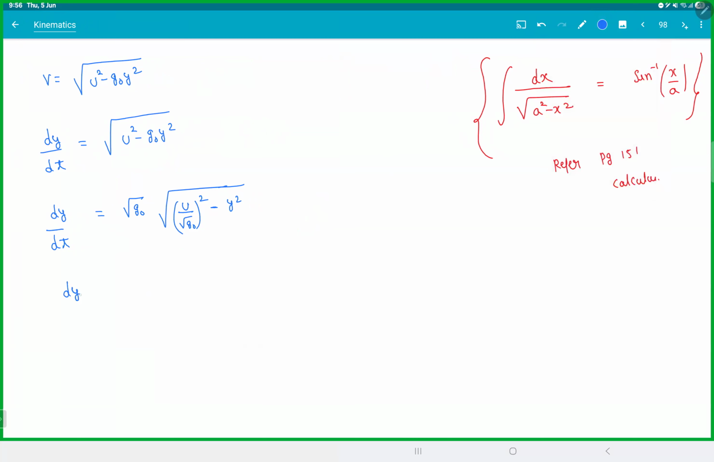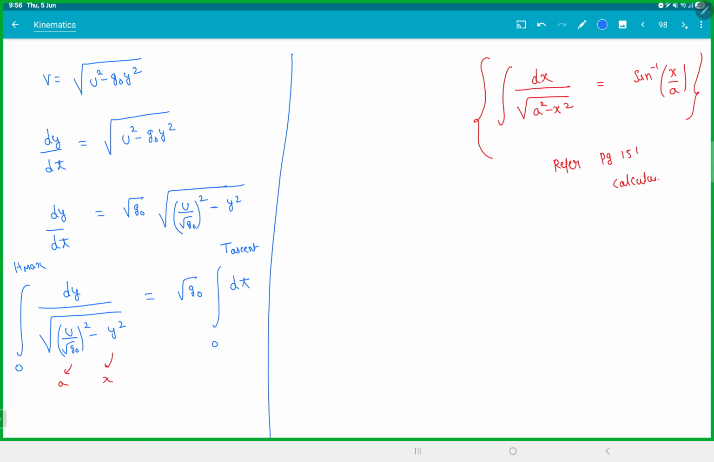So this will be dy by root of u by root g naught, whole square minus y square, is root g naught dt. Integrate on both sides. Now look at this thing. This guy is looking like a and this is looking like x, isn't it? If you look at the comparison, the integrations look like that. What are the limits? This will go from 0 to time of ascent. This will go from 0 to h max because you want to find time of ascent.